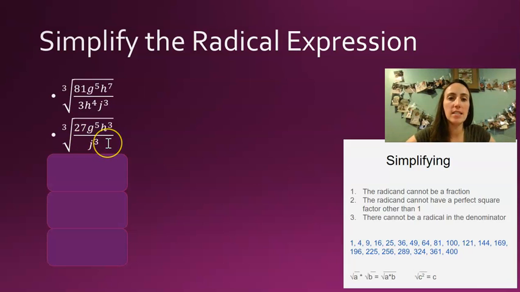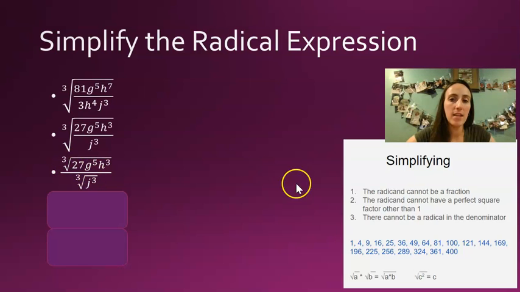Now that my fraction is simplified, now I can go to simplifying rule number 1, that the radicand cannot be a fraction. So I'm going to break this apart so that my numerator is a cubed root and my denominator is a cubed root.